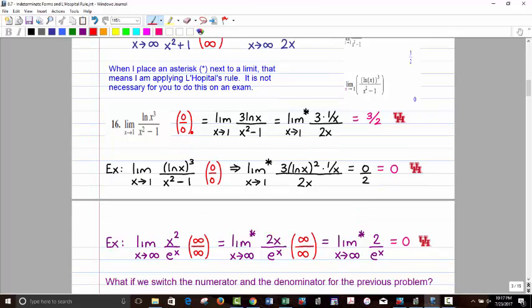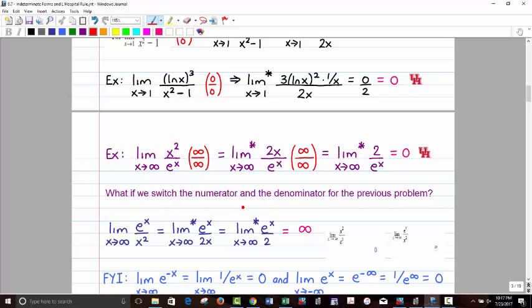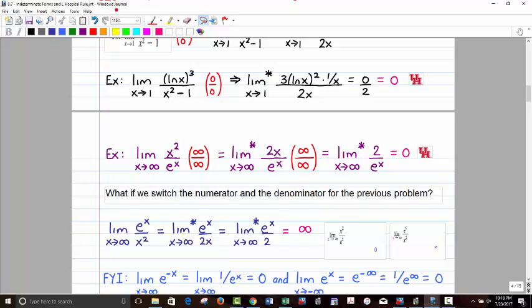It's kind of interesting, both of these were 0 over 0. The first one had an answer of 3/2, and the bottom one had an answer of 0. All right, let's see what we got here. Too much purple. Natural log of x squared over e to the x.